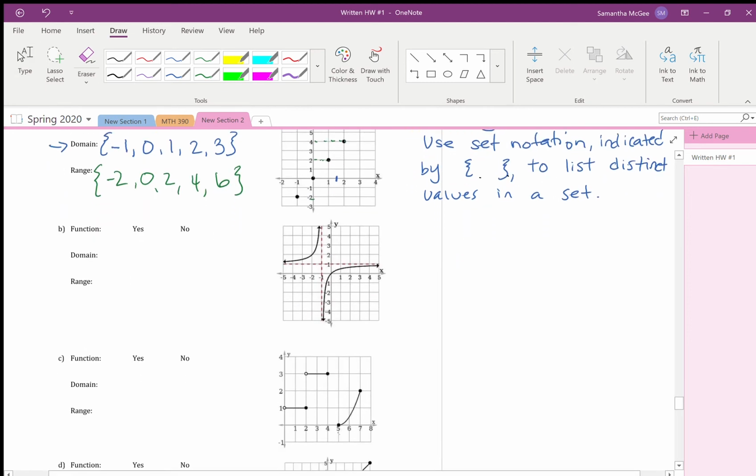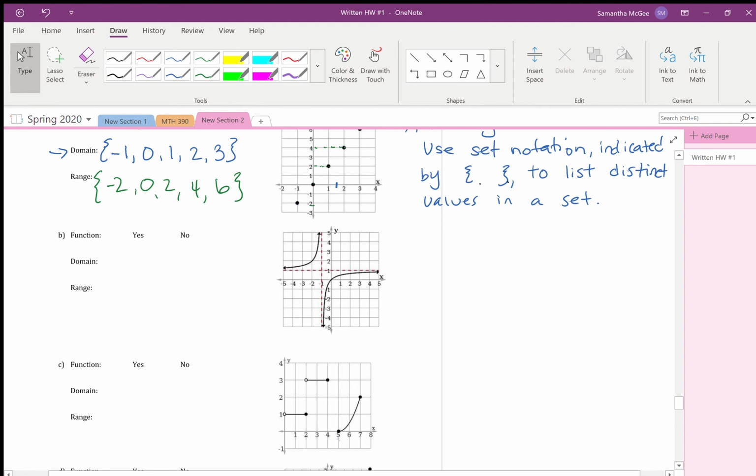Part B, I think for the most part this one went okay. It was just a matter of knowing how to correctly use interval notation. So starting with whether or not it's a function, if we look at that graph, we can see that every single input, no matter which input you pick where it's defined, it'll only have one output. So yes, it's a function.